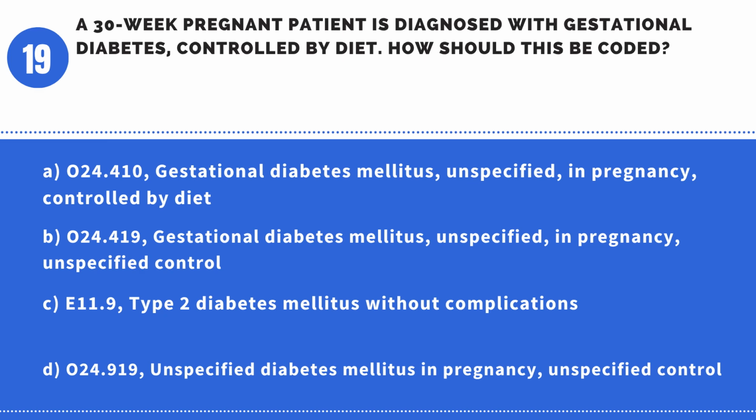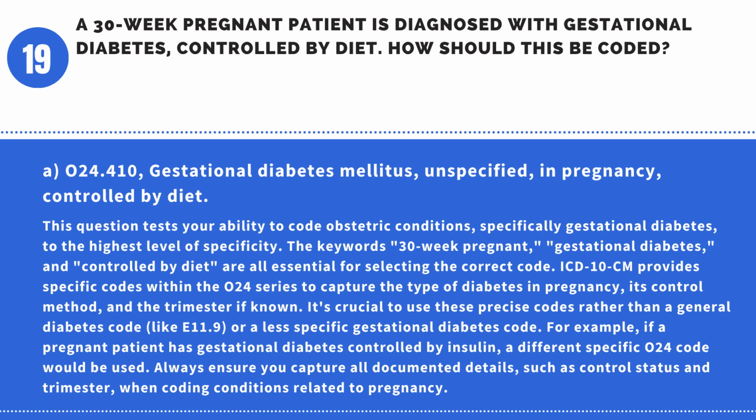C. E11.9, type 2 diabetes mellitus without complications. D. O24.919, unspecified diabetes mellitus in pregnancy, unspecified control. Answer A. O24.410, gestational diabetes mellitus in pregnancy, controlled by diet.